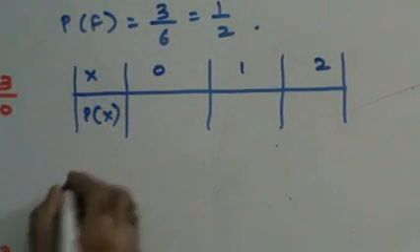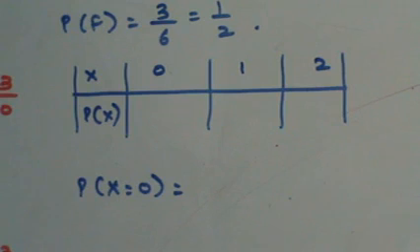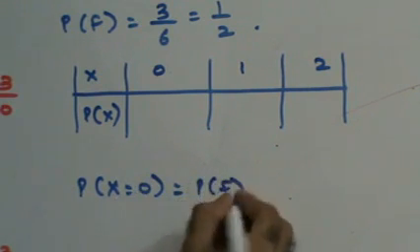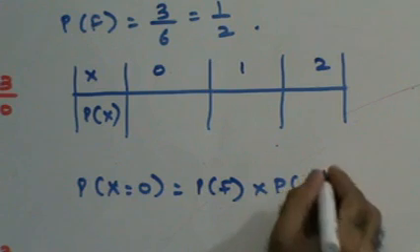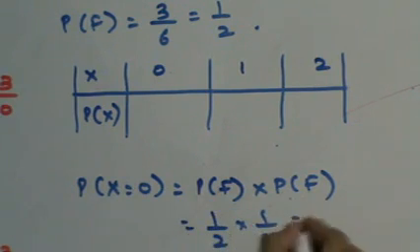Probability of X. Now probability of 0 success. 0 success means on the first dice I should get a failure and on the second dice also I should get a failure. Right? Now, first dice failure is 1 by 2, second dice failure 1 by 2, so 1 by 4.